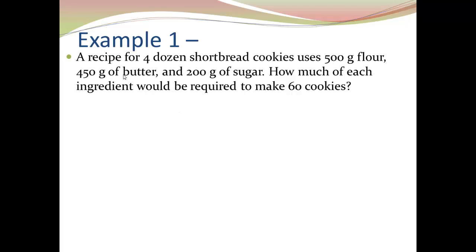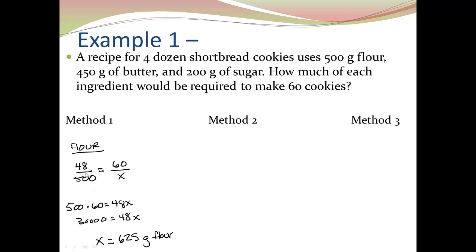So in this first example, we have a recipe for 4 dozen shortbread cookies, and it uses 500 grams of flour, 450 grams of butter, and 200 grams of sugar. And we need to find out how much of each ingredient would be required to make 60 cookies. There are a lot of different ways that you could solve this. I'm going to show you 3 of them. The first one, let's use that to figure out the flour. Well, you can set up a proportion.